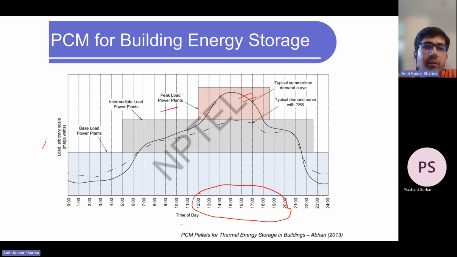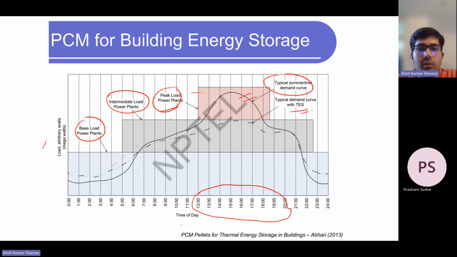So this is the peak load power plants. Okay. This is the intermediate load power plants, and this is the base load power plants. And this is the typical demand curve, and this dotted line is a demand curve with the thermal energy storage. So you can see with the TES we have eliminated this section. That was the peak load power plants demand. We have eliminated this section by using TES.